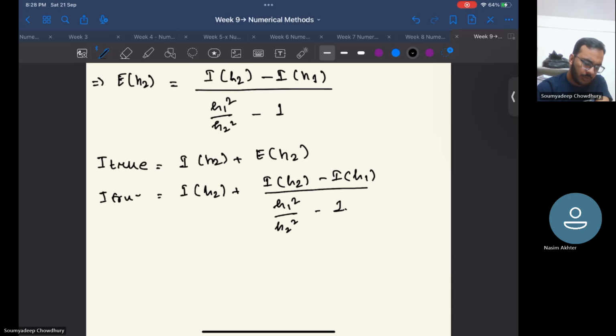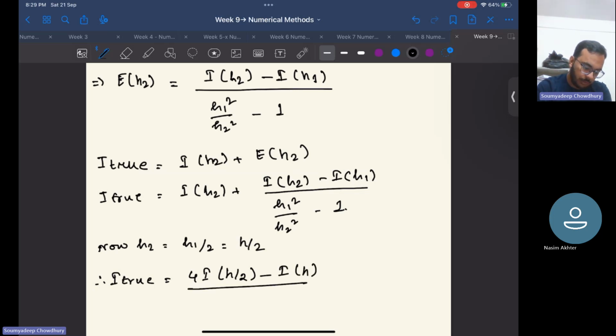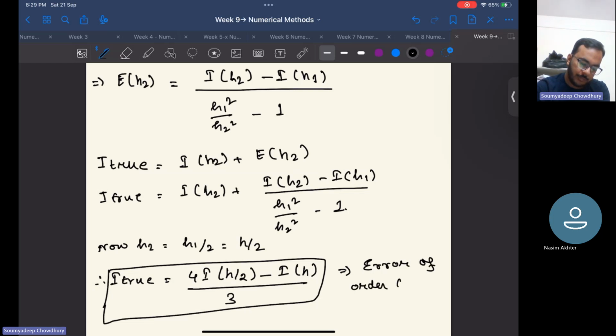This is I2. So now if I just substitute h2 is equal to h1 by 2, equal to h by 2. That is, the second step size is half of the first step size. So what will be I true? If you substitute this, you will basically get 4 into I of h by 2 minus I of h, divided by 3. So using this, if we find the order of the error, it will be of order O of h power 4. So you can see here that this is a better approximation.